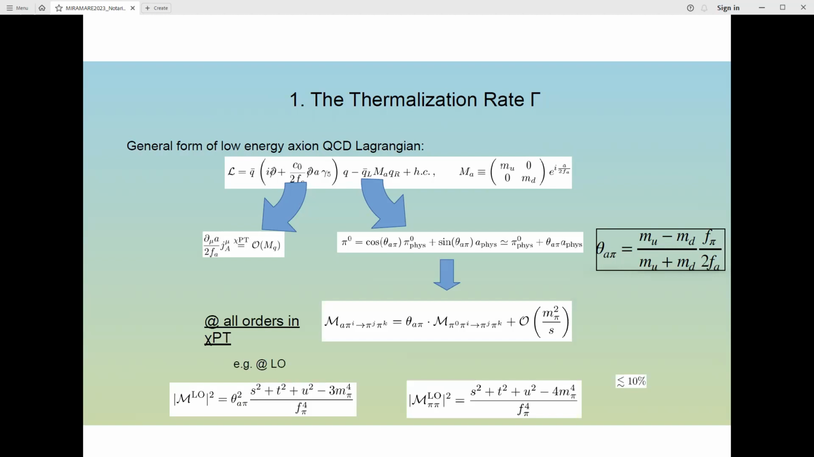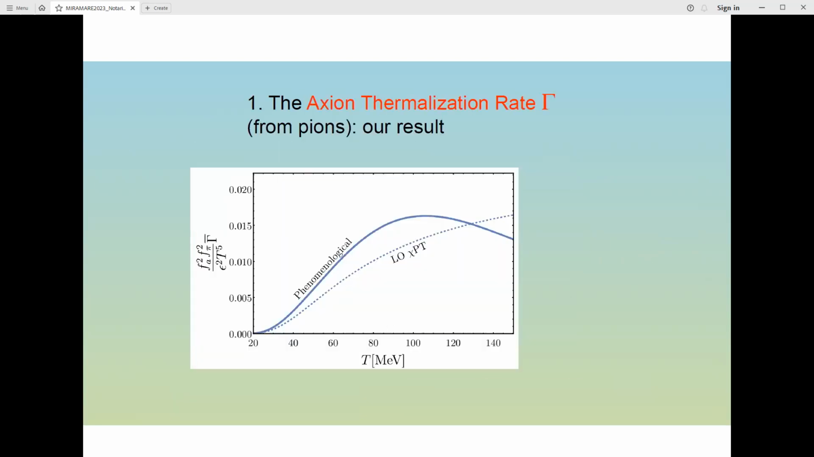So this can be checked explicitly at tree level. At tree level, the two expressions are the same, apart from these subleading contributions. And it can be checked explicitly also at one loop. The full calculation is available in the literature. So we extended the full phenomenological treatment also to the axions. So essentially, we took the experimental data from the pions and we multiplied by the mixing angle. And so what we get is this rate, which compared to the leading order actually goes down after 100 MeV.